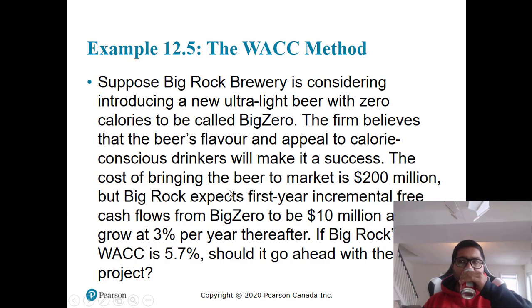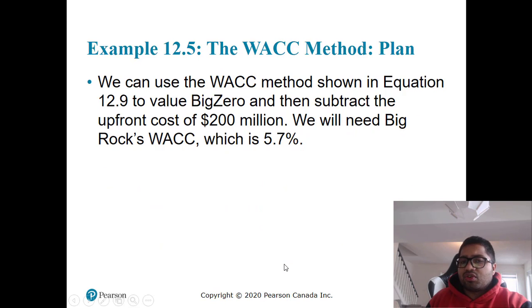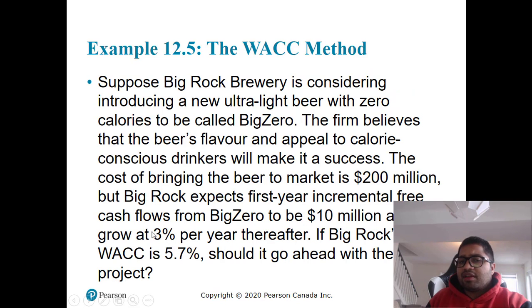So let's see how to do it. Suppose Big Rock Brewery is considering introducing a new ultralight beer with 0 calories called Big Zero. The firm believes that the beer's value and appeal to calorie conscious drinkers will make it a success. The cost of bringing the beer to market is 200 million, but Big Rock expects first year incremental free cash flow to be 10 million and grow at 3% thereafter. So if Big Rock's WACC is 5.7%, should it go ahead? Now it is a constant growth model where it is growing at 3%. So how to find it out?